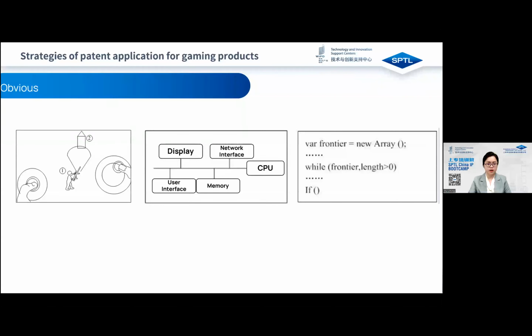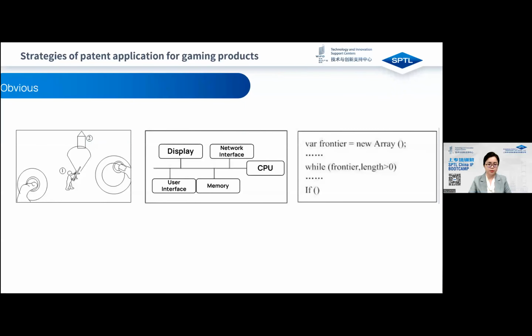Now, let's talk about obviousness. For a high-quality patent, there are 2 points that should be noticed. The first one is, is it easier to find evidence of infringement in an infringement lawsuit? And the second one is, in infringement litigation, whether it can be easily understood by judges.